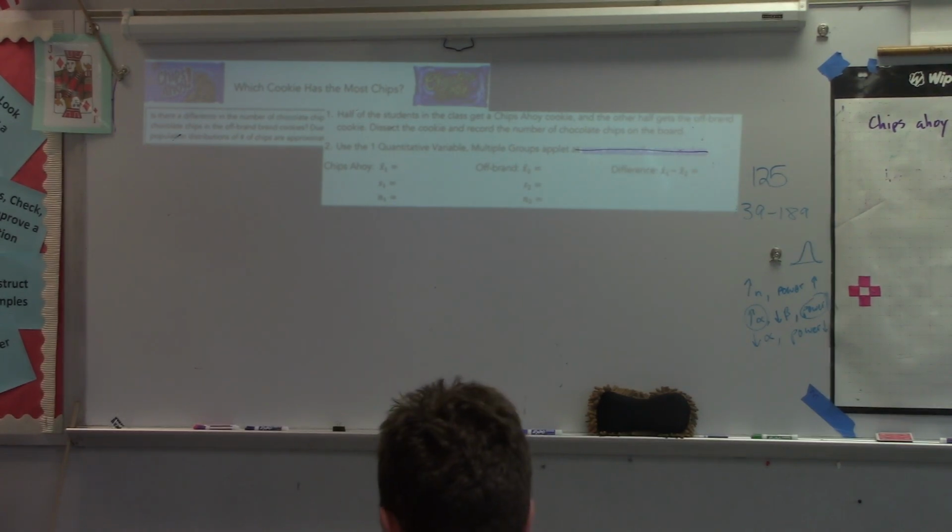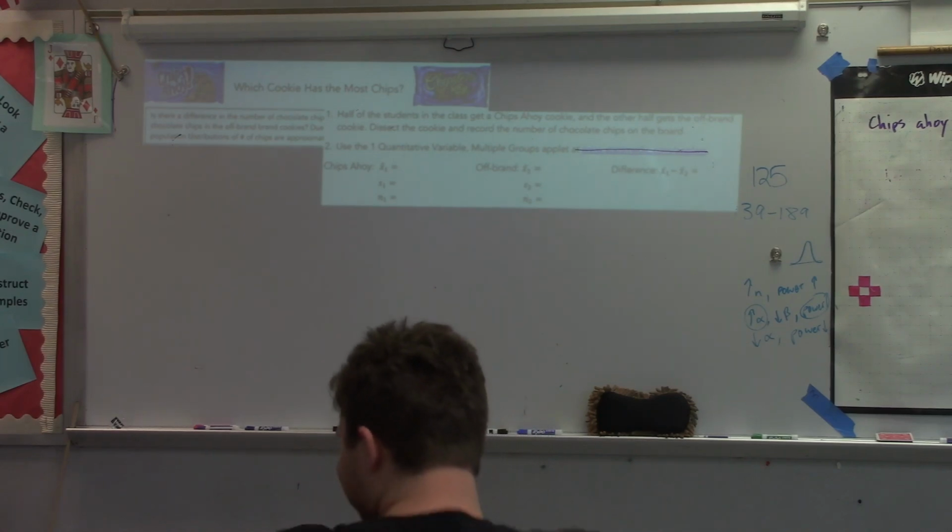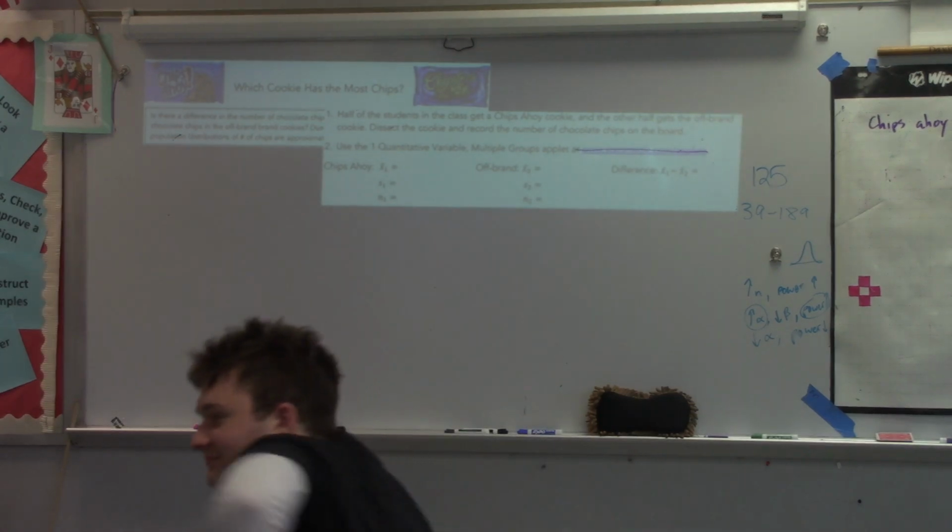What is the true amount? So we're looking for a confidence interval here. If we had a hypothesis that they were different, then we could do a hypothesis test. That might be a later thing. So each person come grab a random Chips Ahoy cookie.